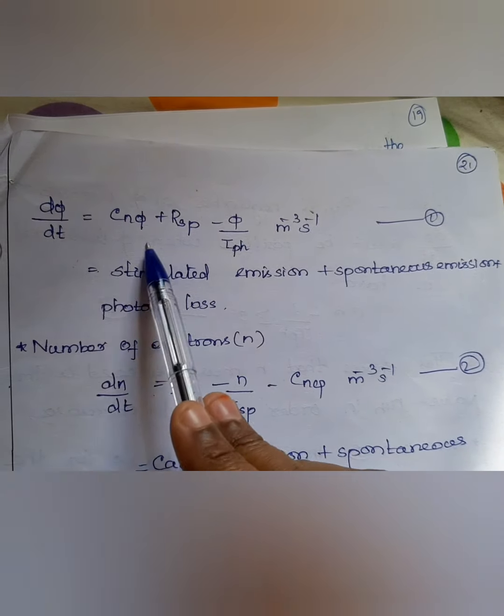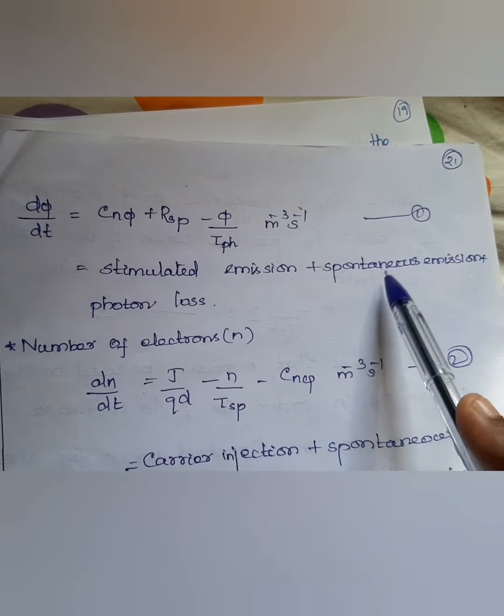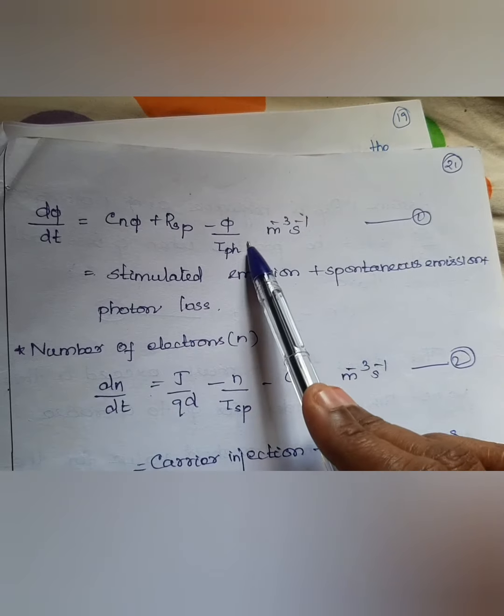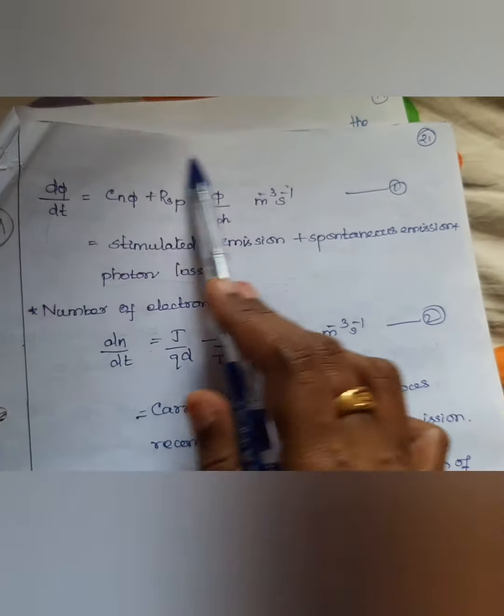So what is the Cn phi? Cn into phi means the stimulated emission value. Rsp is the spontaneous emission value, and phi by tau ph is the photon loss. And next, the number of electrons. So this is the number of photons.